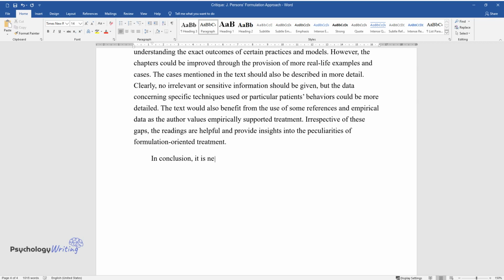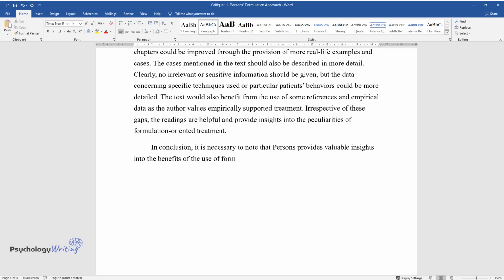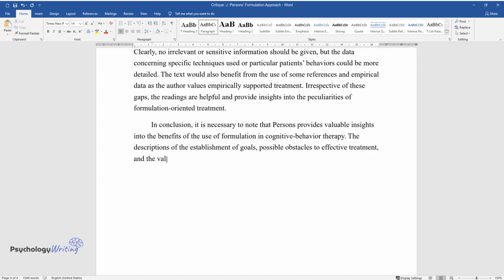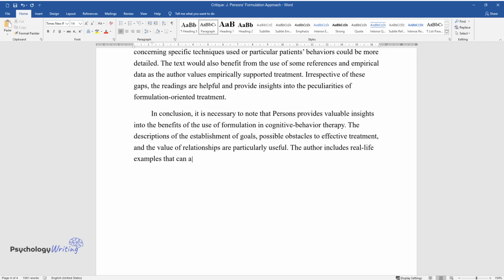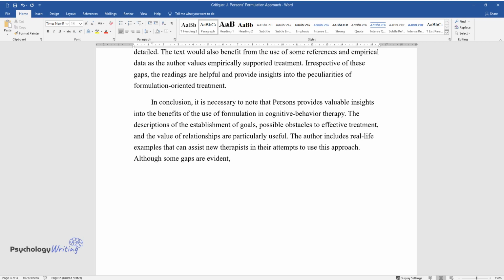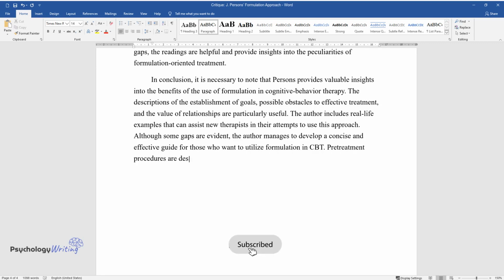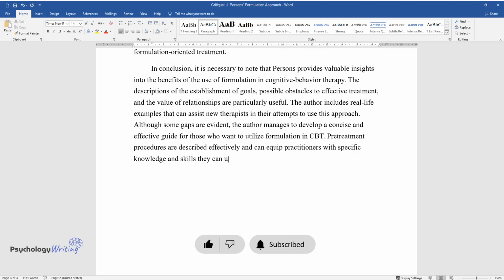In conclusion, it is necessary to note that Persons provides valuable insights into the benefits of the use of formulation in cognitive behavior therapy. The descriptions of the establishment of goals, possible obstacles to effective treatment, and the value of relationships are particularly useful. The author includes real-life examples that can assist new therapists in their attempts to use this approach. Although some gaps are evident, the author manages to develop a concise and effective guide for those who want to utilize formulation in CBT. Pre-treatment procedures are described effectively and can equip practitioners with specific knowledge and skills they can use in their practice.